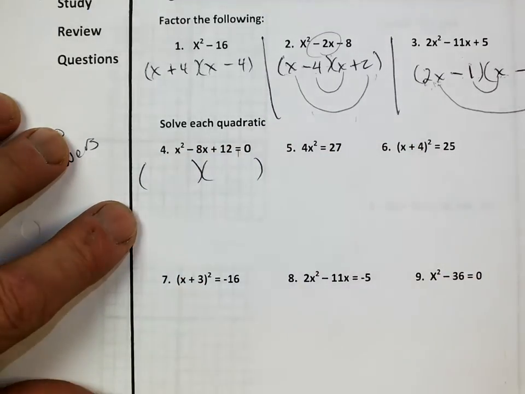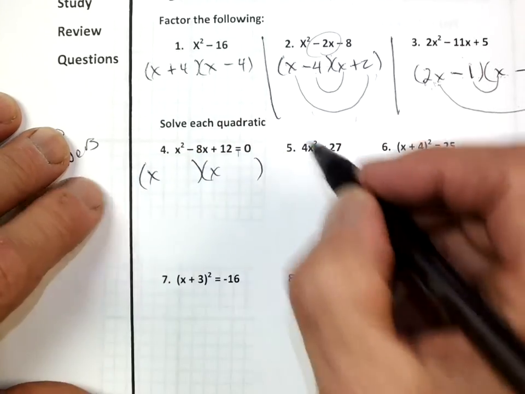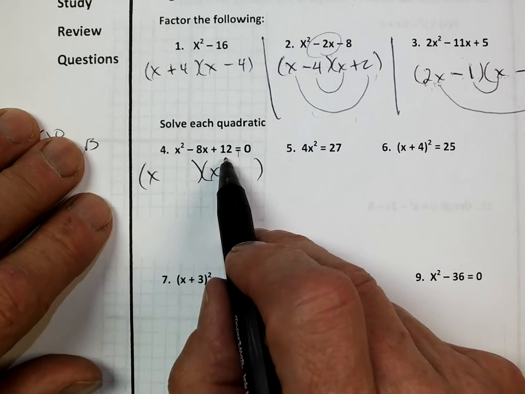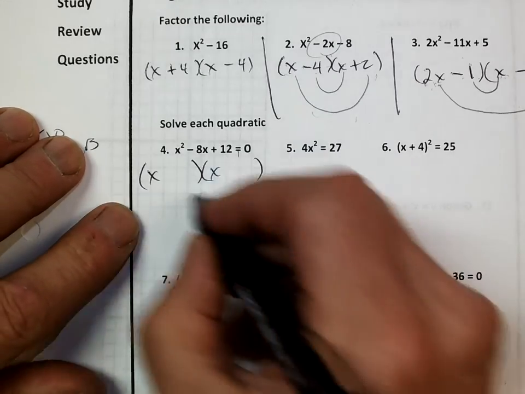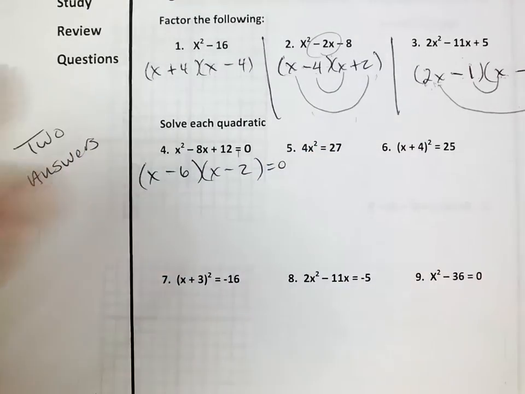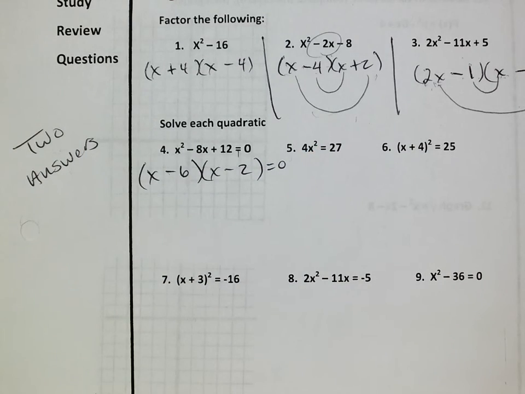Okay. x and x. Let's see. 3 and 4 won't work, but 6 and 2 will do it, right? So I'm going to go a negative 6 and a negative 2. Those do multiply to make a positive 12, and add up to negative 8.